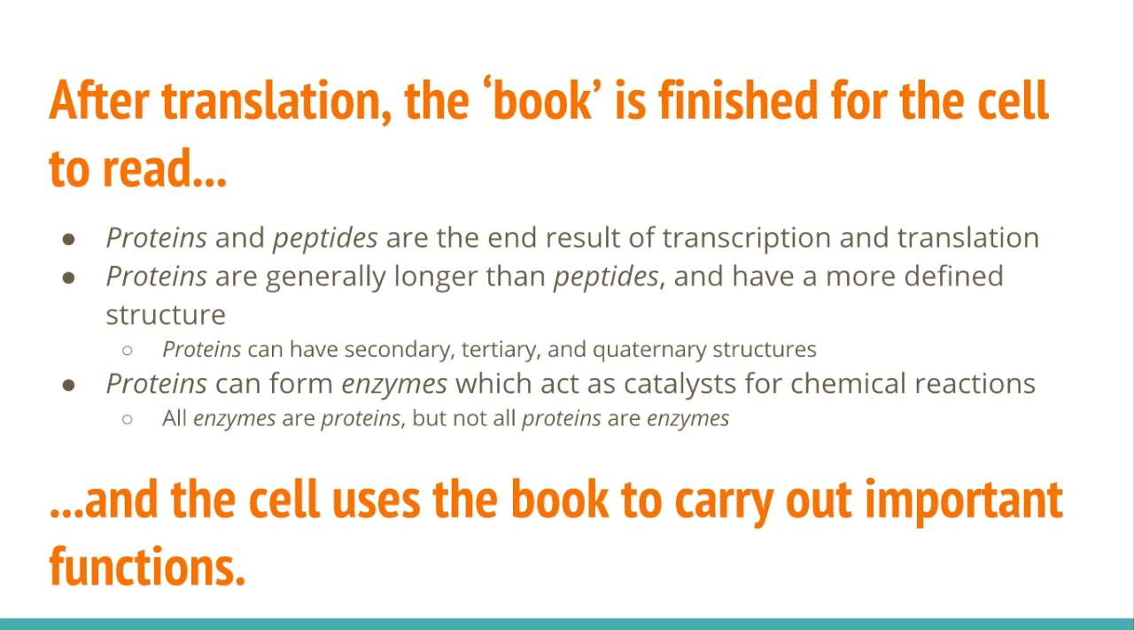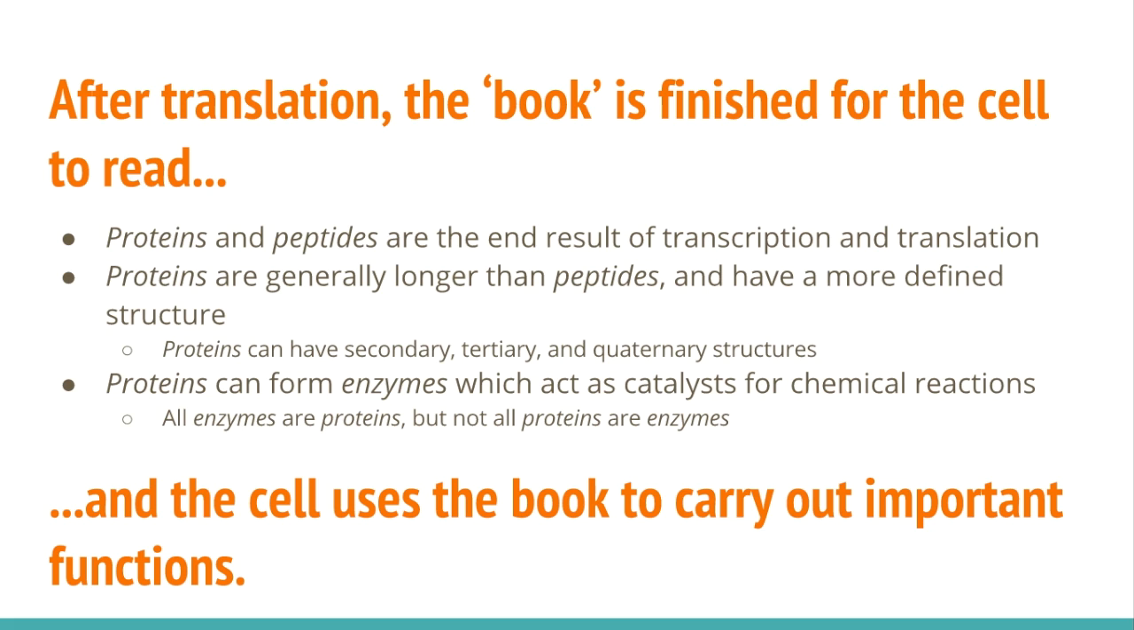That means the protein or the peptide has been made, it's been formed, the cell can use it to carry out important processes, and we have achieved our goal. Hopefully, if no mutations have occurred, then the protein and the peptides are the right shape, they've got the right amino acids, and they're able to do what they are meant to do. So the book that's finished, the cell can use the protein and the peptide to do what it needs to do.